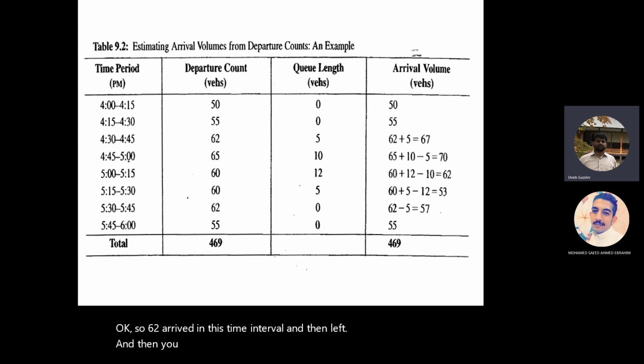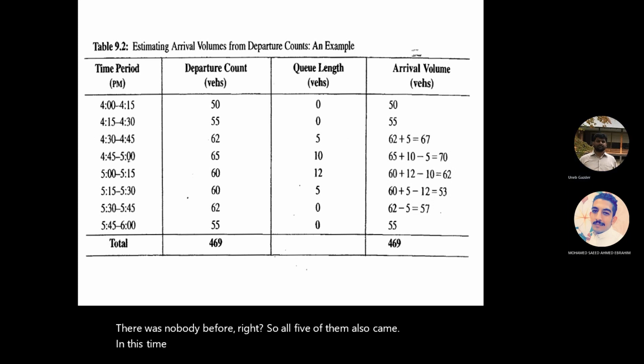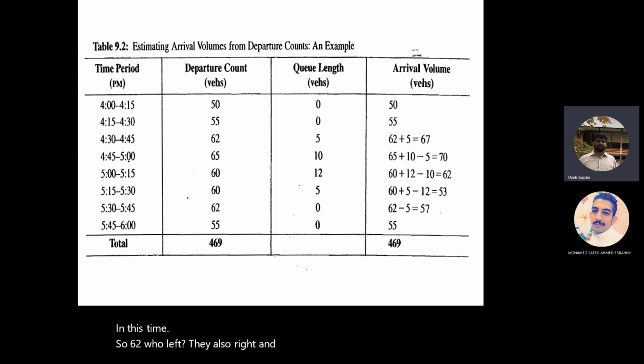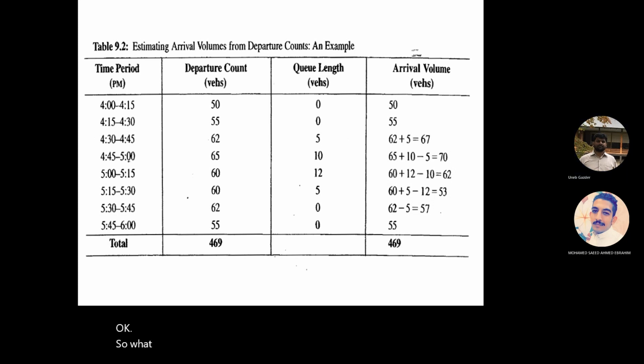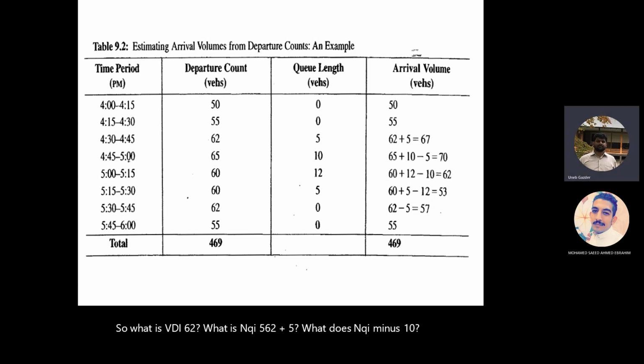And then you see there are 5 vehicles in the queue as well. When did they come? There was nobody before, right? So all 5 of them also came in this time. So 62 who left also arrived, and the 5 in the queue also arrived at the same time. So 62 plus 5, total arrived how many? 67. So what is VDI? 62. What is NQI? 5. What is NQI minus 1? 0. So 62 plus 5 minus 0 is 67.